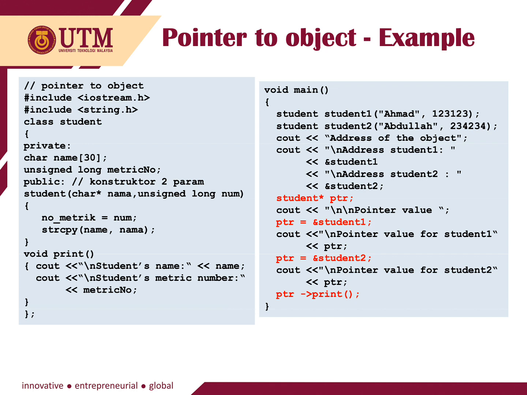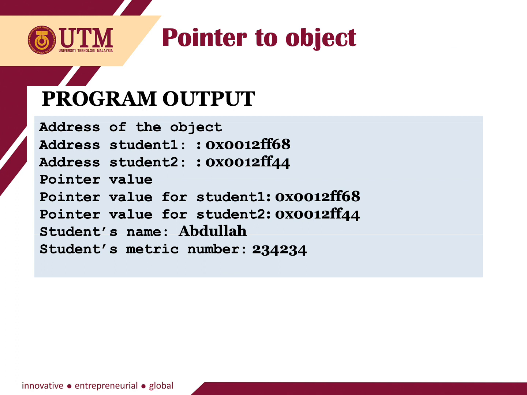The first output is that we want to print the address of student 1. The second one is the address of student 2. Then for the pointer value, we are trying to access the pointer value. Again, it will print the pointer value for student 1 and student 2. The last one will print the student name and metric number. So this is the expected output for the previous program.